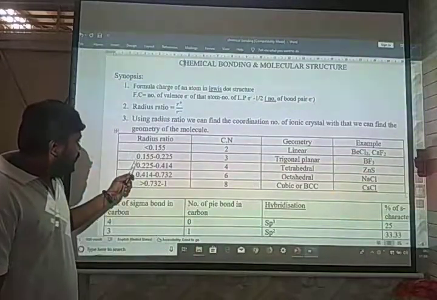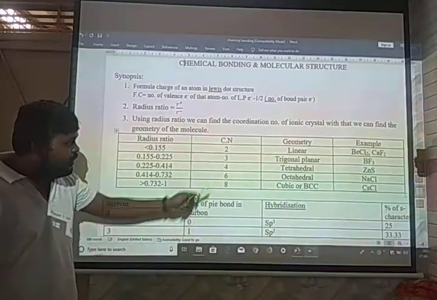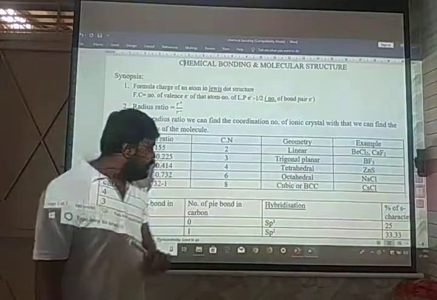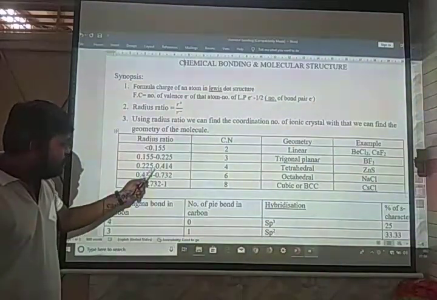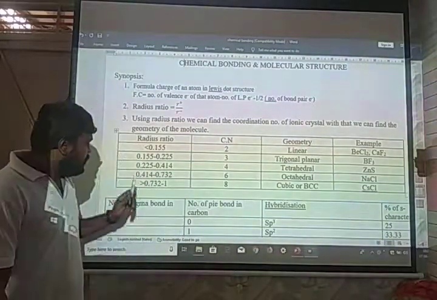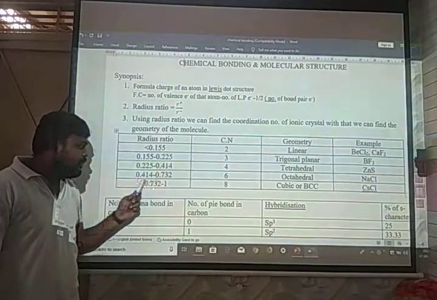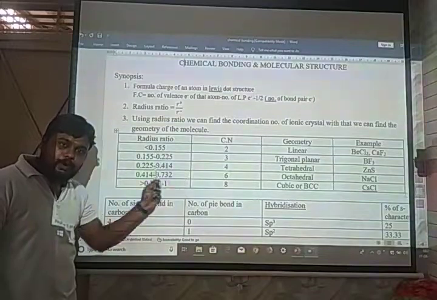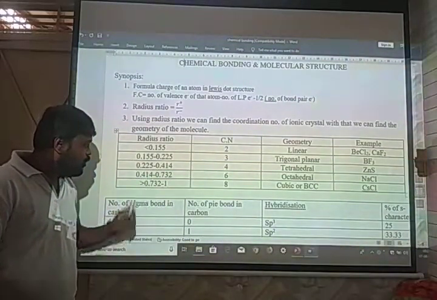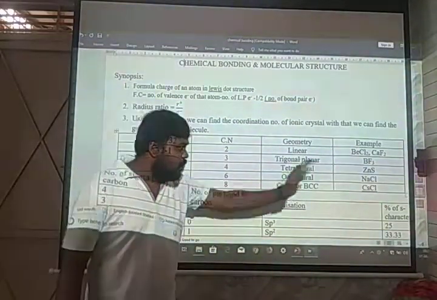Similarly, if the radius ratio value lies between 0.155 to 0.225, the coordination number is 3, and trigonal planar is the geometry. Similarly, for 0.225 to 0.414, the coordination number is 4 and the geometry is tetrahedral. Similarly, if the radius ratio value lies between 0.414 to 0.732, this is very important, the coordination number here is 6 and the geometry is octahedral.